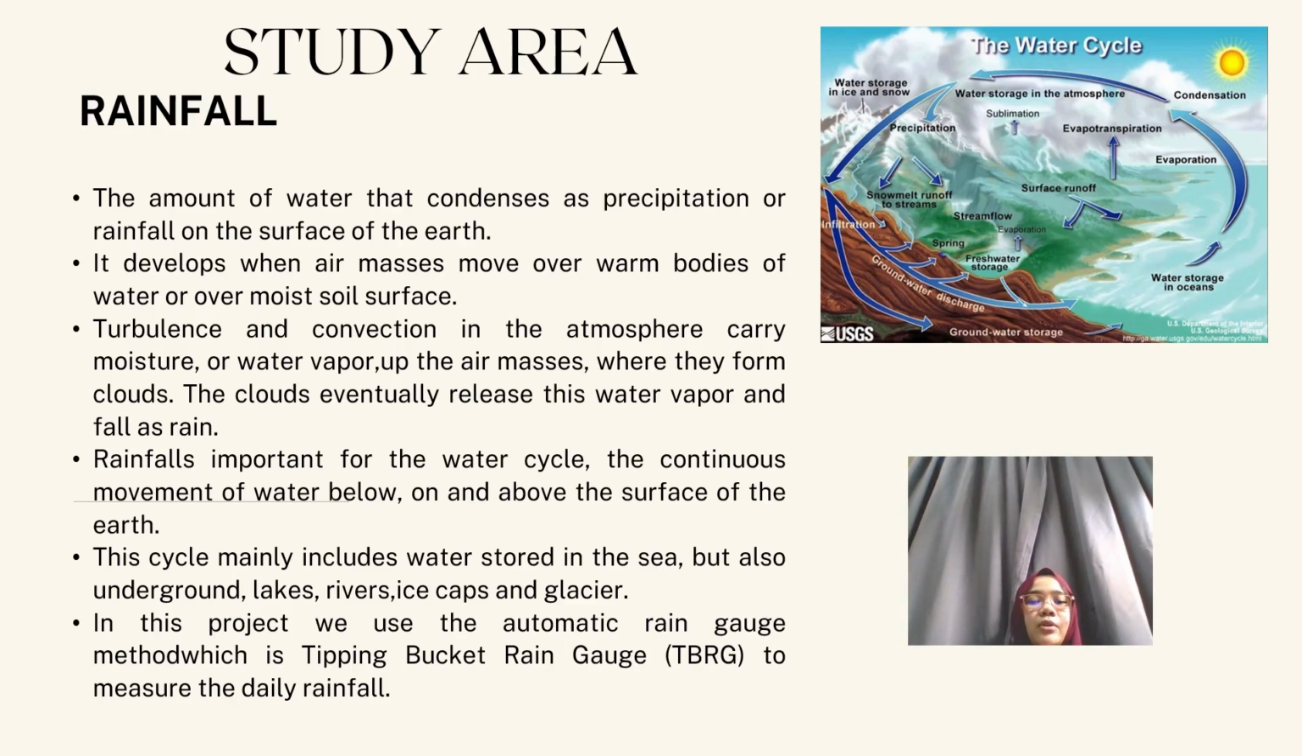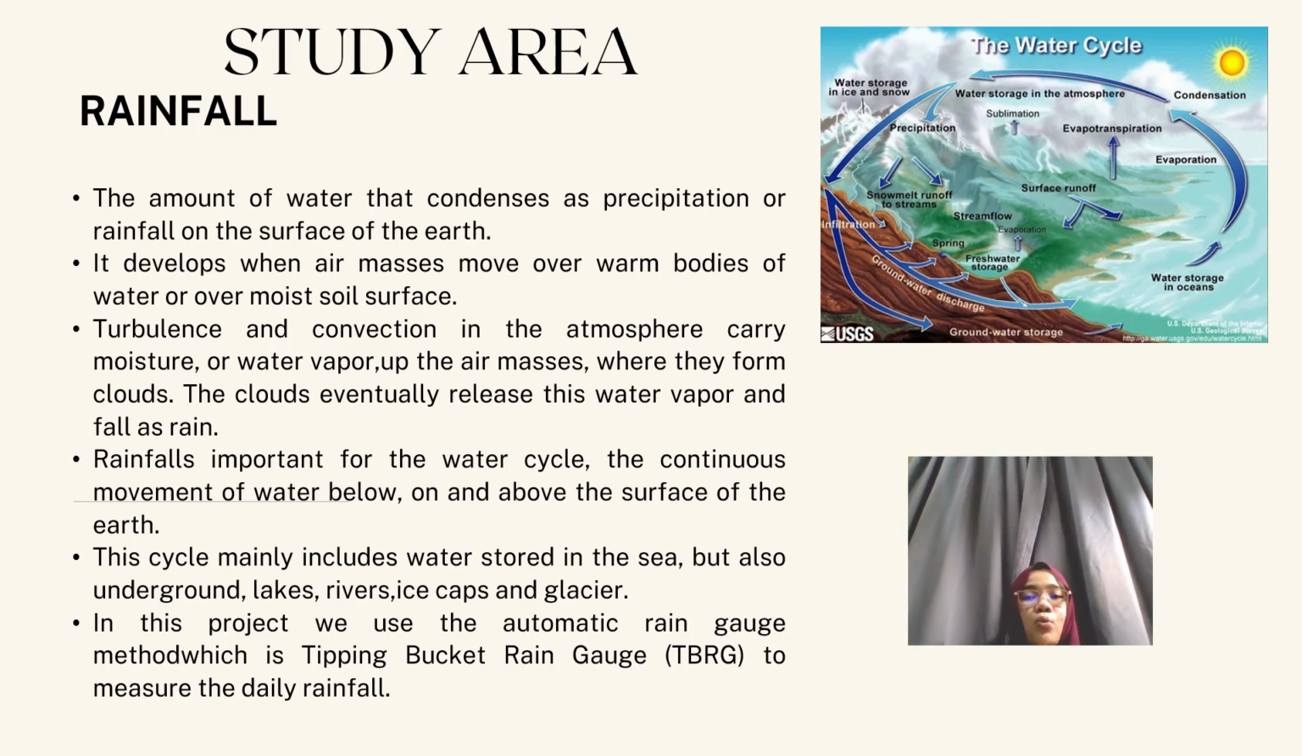So let me explain about the study area for rainfall. First, the amount of water that condenses as precipitation or rainfall on the surface of the earth. It develops when air masses move over warm bodies of water or over moist soil surface. Turbulence and convection in the atmosphere carry moisture or water vapor up the air masses where they form clouds. The clouds eventually release this water vapor and fall as the rain.